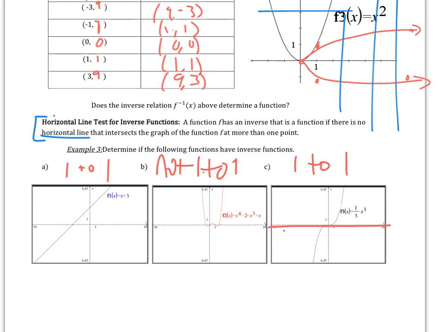And again, 1-to-1 means that an inverse exists. So these two have an inverse. This one does not have an inverse. There is no inverse function because it is not 1-to-1. There's a horizontal line that goes through it.